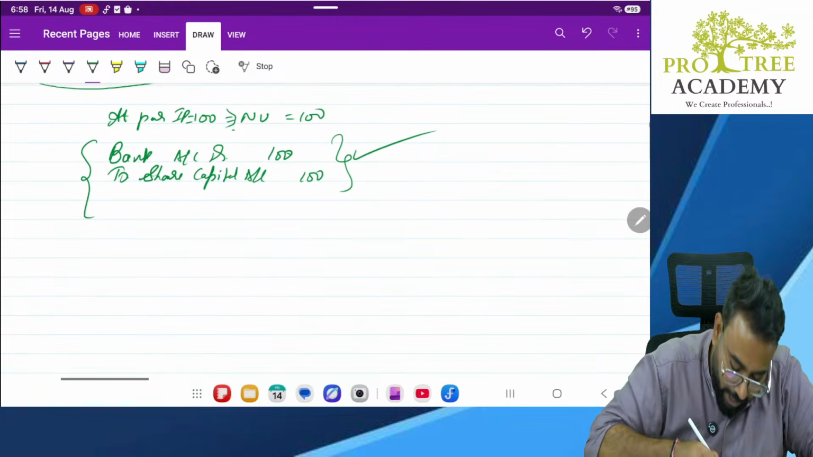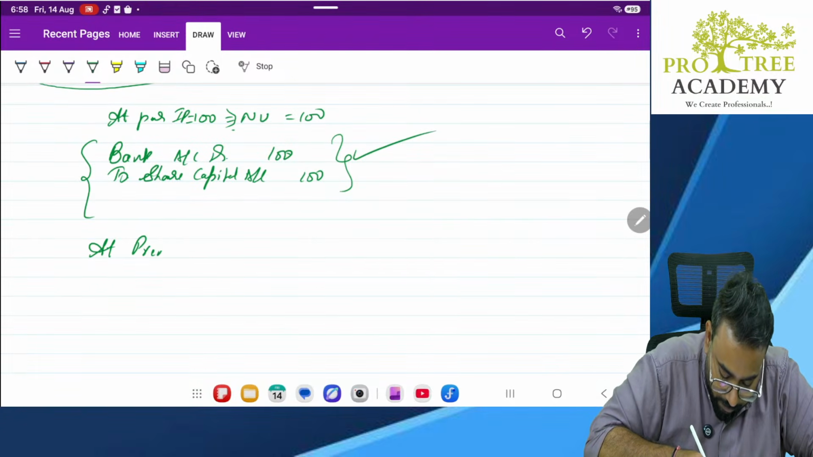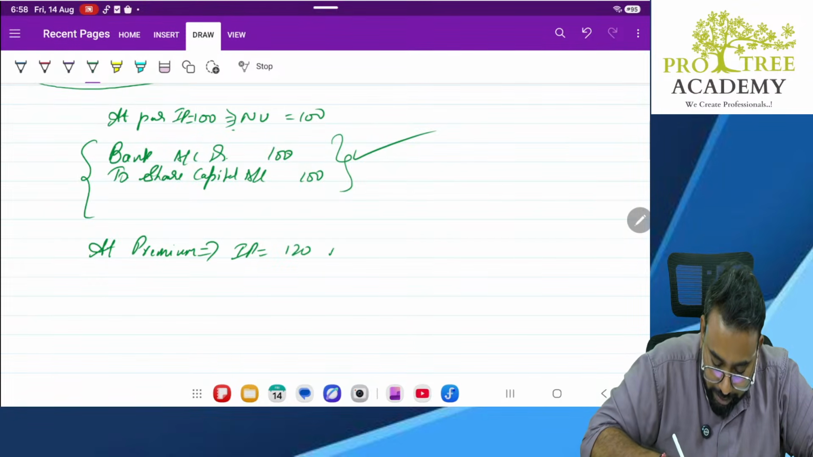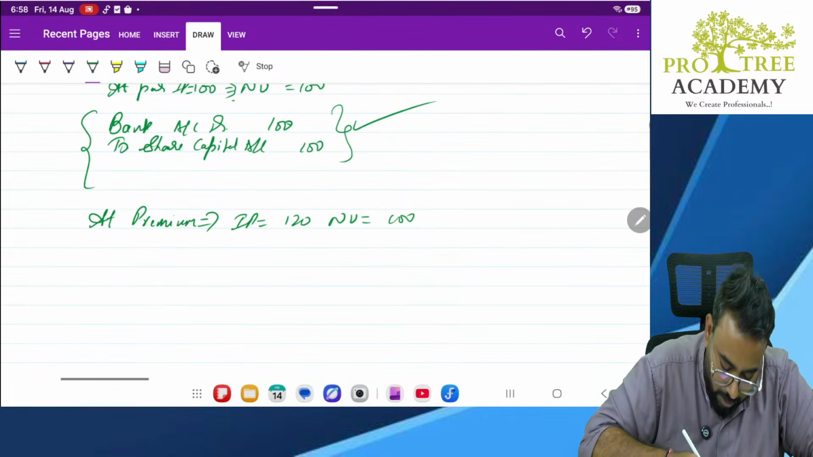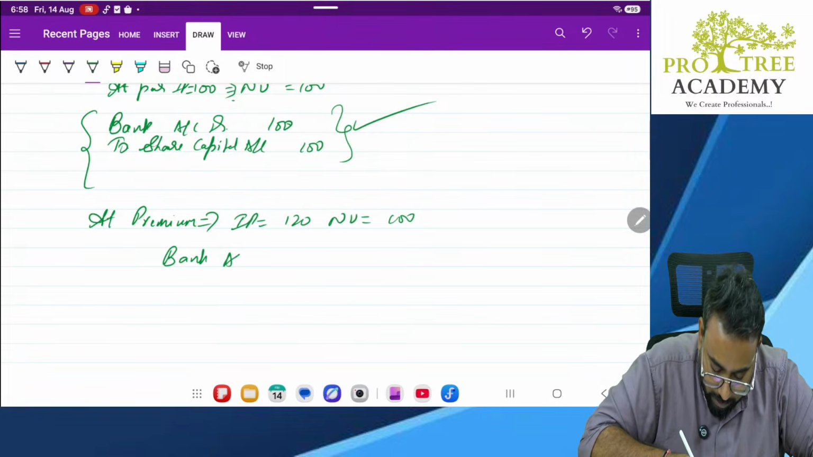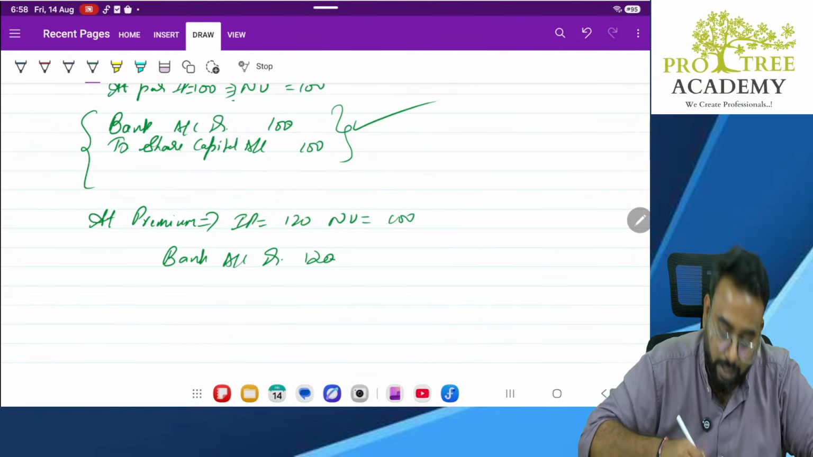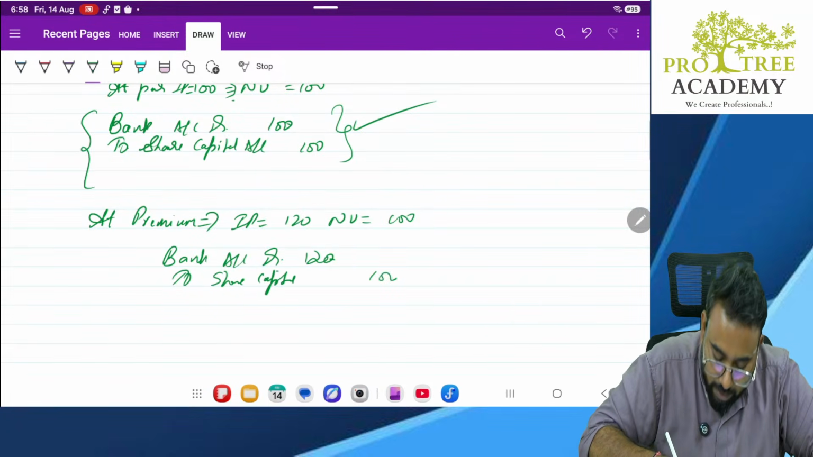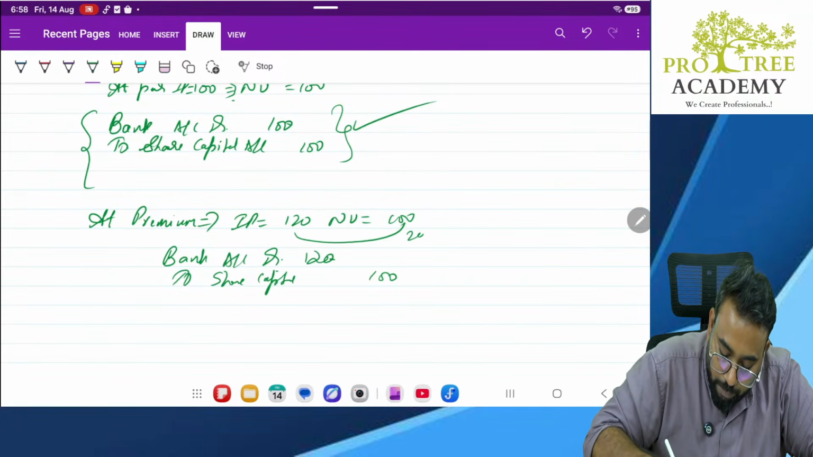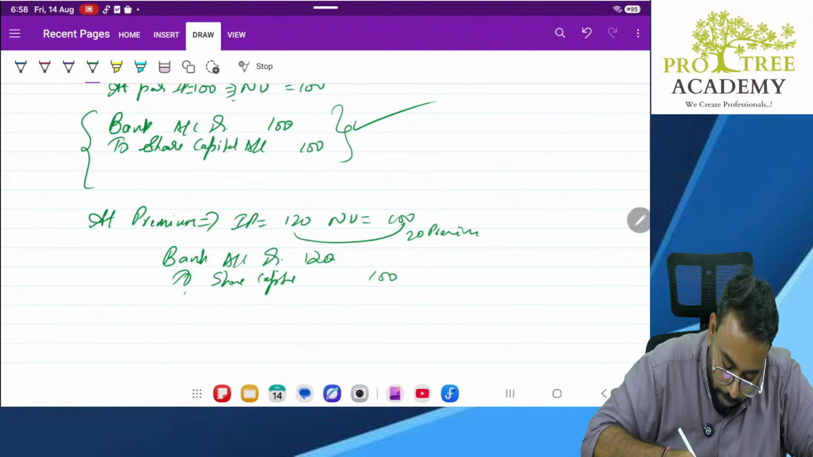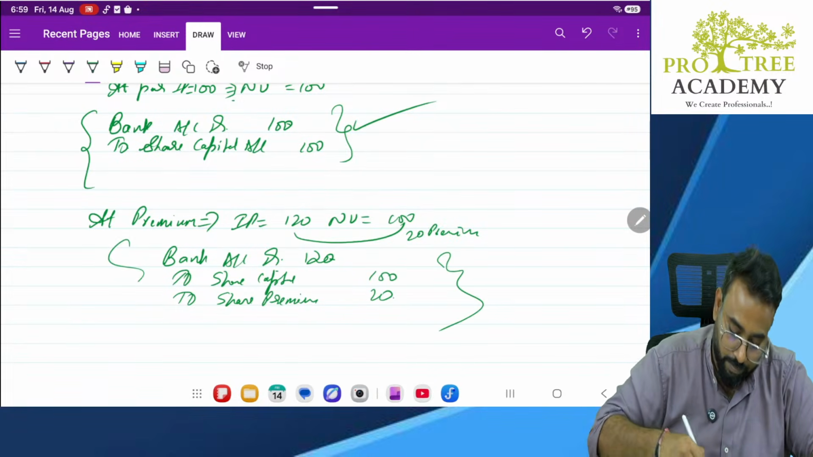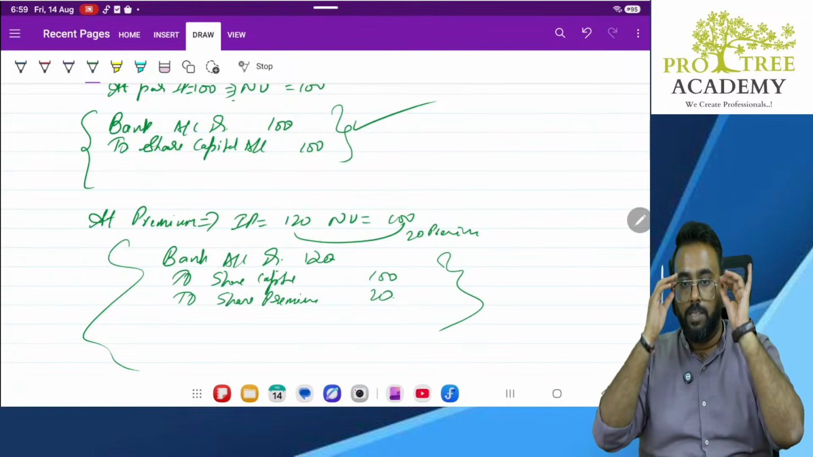Clear? Sir, what happens if it is issued at a premium, sir? Say issue price is 120, nominal value is 100. What happens, sir? Same, sir, no change, only the amount will change. Bank account debit 120 to share capital 100. Why 100, sir? 20 rupees is premium. Premium should go to the share premium account, 20. That's it, done, close. No multiple entries, only one entry.